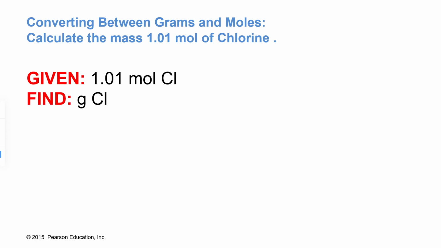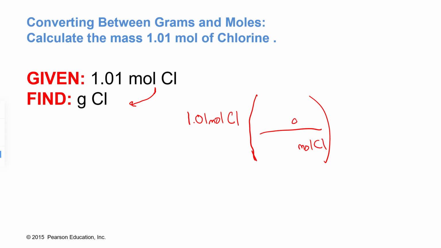So now we're starting with moles and we're going to mass. I want you to pause the video and try to do this one on your own, and then we'll go through it. Okay, so we're starting with 1.01 moles of chlorine. Because we started with moles of chlorine, we're going to put moles of chlorine on the bottom. We're converting to grams of chlorine. 1 mole is equal to the mass from the periodic table. So chlorine, 35.453.